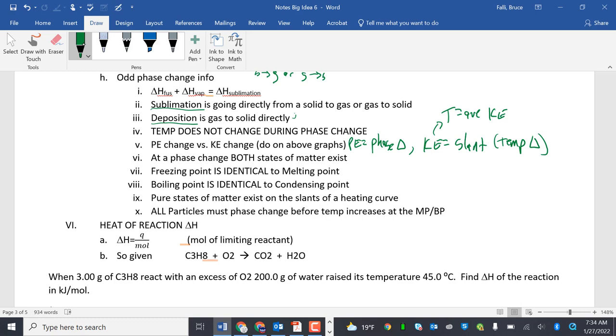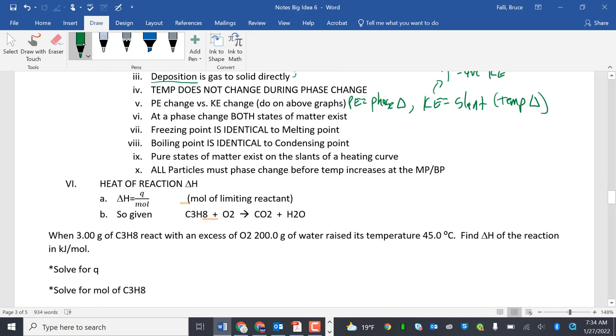At a phase change, both states of matter exist. Freezing point is identical to melting point. Boiling point is identical to condensing point. Pure states of matter exist on the slants of the heating curve. And all particles must phase change before the temperature increases at the melting point or boiling point.